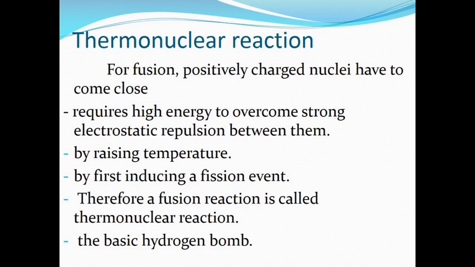There is an electrostatic force of repulsion. So in order to avoid that repulsion, more energy is required. So high energy is required to overcome the strong electrostatic repulsion between the positively charged nuclei. So for that we are raising the temperature. By increasing the temperature to about 10 raised to 8 Kelvin, we can make the positively charged nuclei come together.